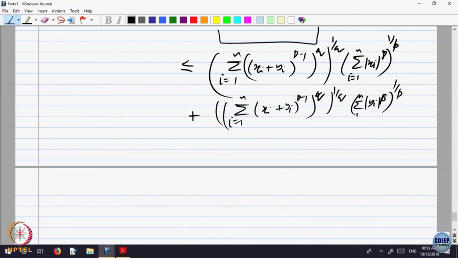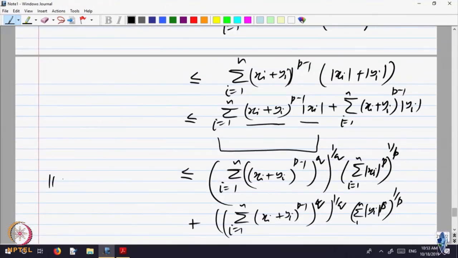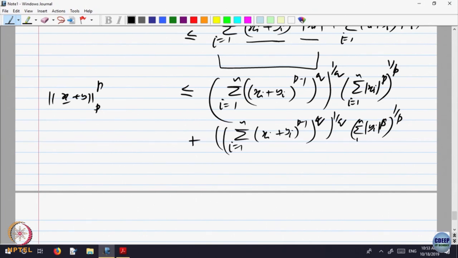And what was on the left hand side? Keep in mind, on the left hand side was the norm of x plus y, raised to power p. So, that is less than or equal to this, right.